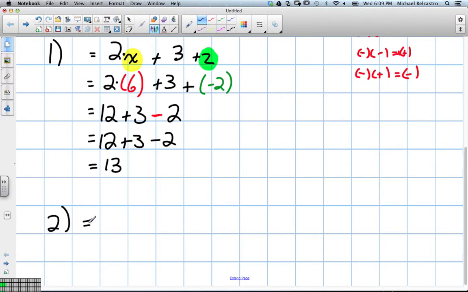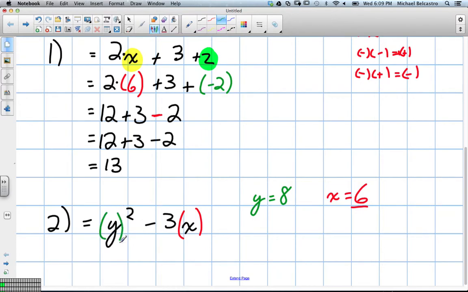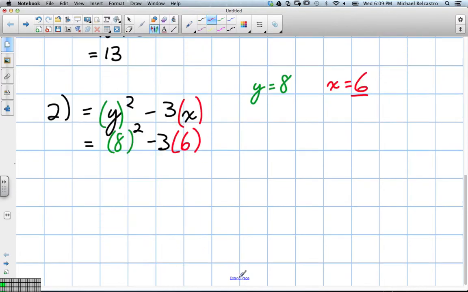Let's say they give us something like this. y squared minus 3x. Okay, so remember, y was equal to 8, and x was equal to 6, I believe. Is that right? x was equal to 6. Great. So what we're going to do is replace our x with the value of 6, and replace the y with the value of 8. So what that means is our 8 is still going to be squared. Okay, so we're going to have to square that value of 8, and this is going to be -3 multiplied by our value of 6.